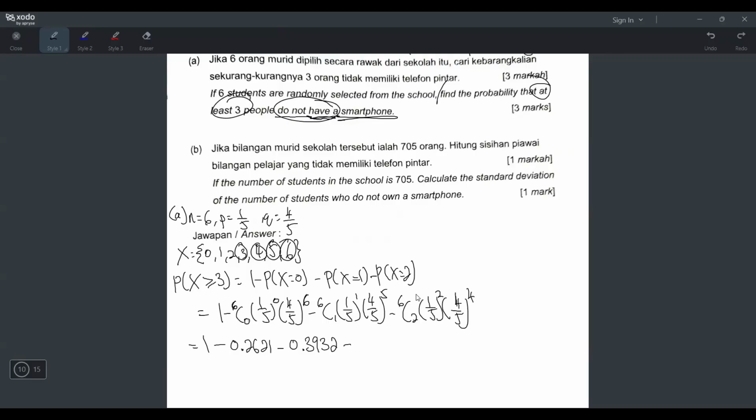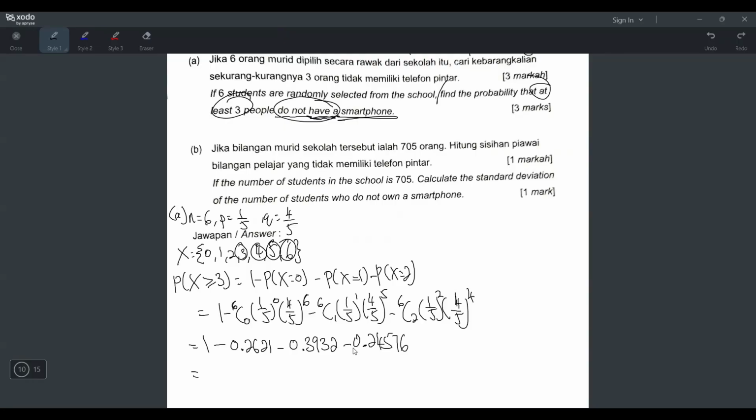So use bracket. My calculator gives me 0.24576. So I think you know what to do now. Just take 1 minus everything. Alright, so let's press 1 minus answer minus 0.3932 minus 0.2621.